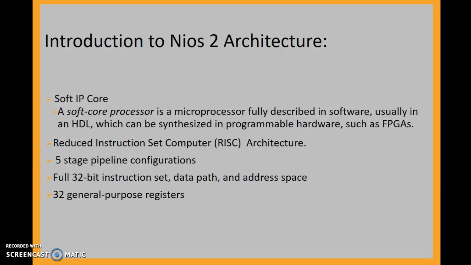So let's quickly have an introduction to the Nios 2 architecture. Nios 2 processor is a soft IP core, which means it's a microprocessor which is fully described in software using a language called HDL, in this case Verilog, and this can be synthesized in programmable hardware on an FPGA. So the Nios 2 follows a RISC type of architecture, which is a reduced instruction set computer architecture. It has a 5-stage pipeline configuration and a full 32-bit instruction set, data path and address space, and it has 32 general purpose registers, and each of the registers is 32 bits.